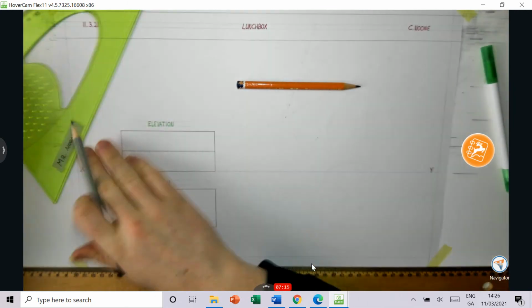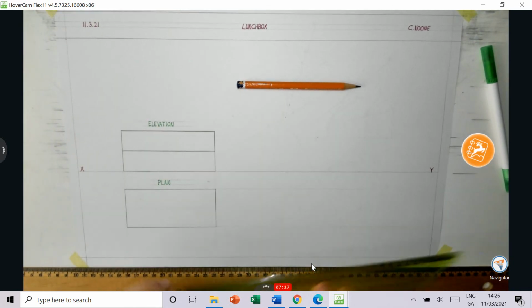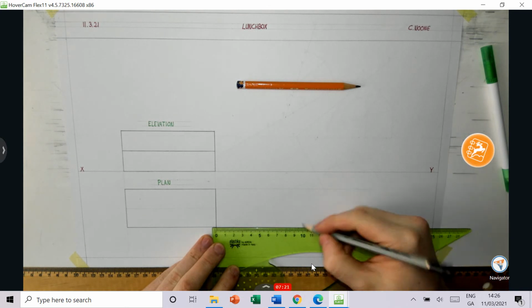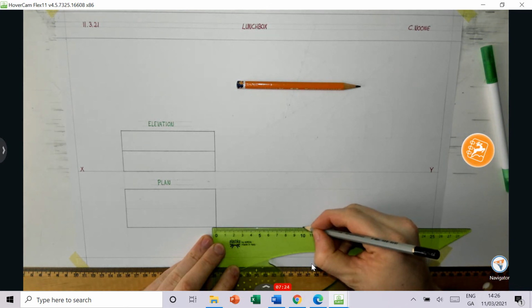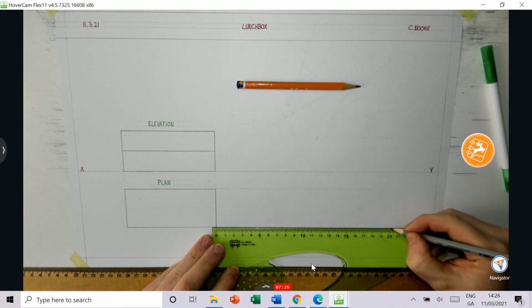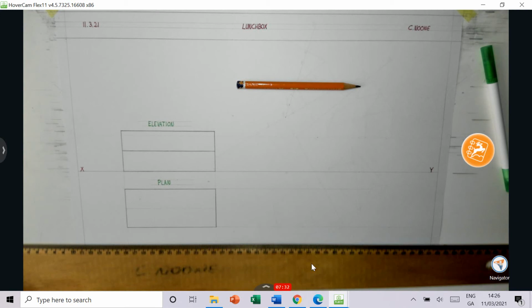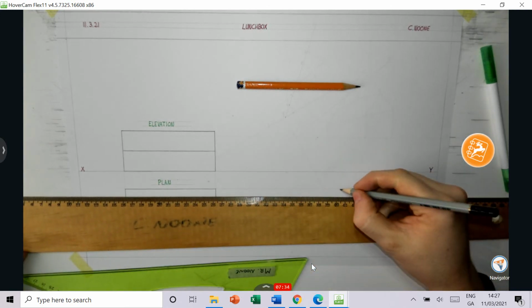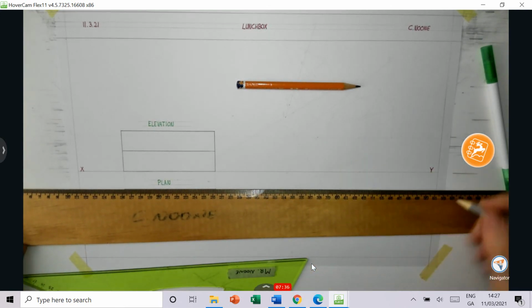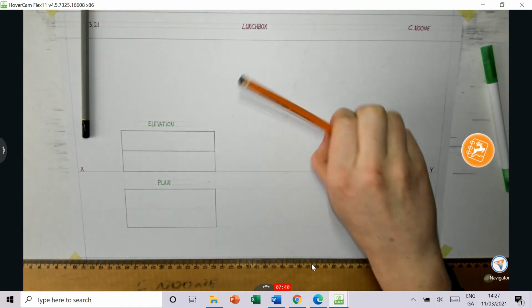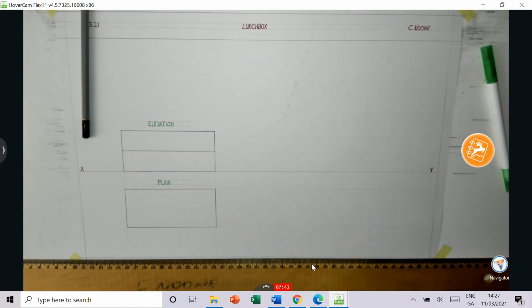Okay, and I'm going to measure over 100 mil. And I know that the width of the plan is 100, so I'm going to measure over another 100 mil. Okay, and I'm going to redraw the plan in this area here now.